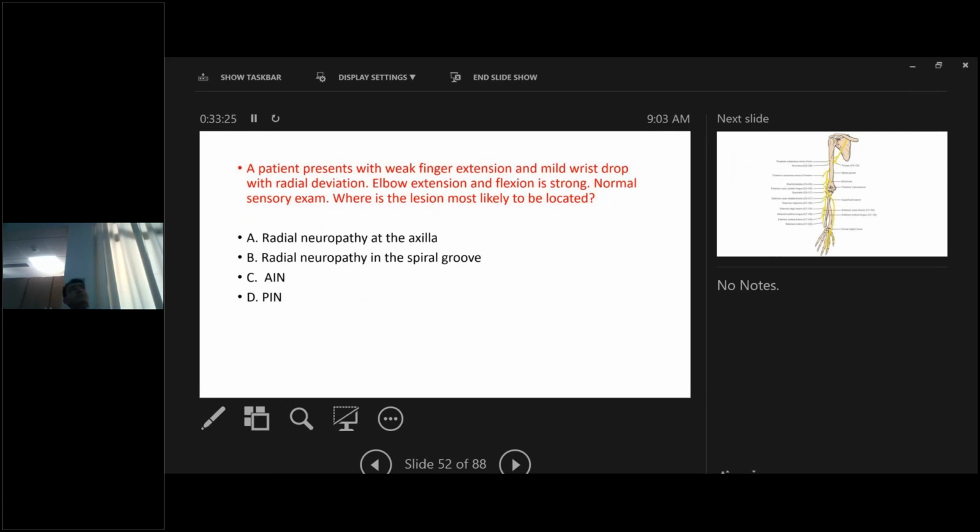A patient presents with weak finger extension and mild wrist drop with radial deviation. Elbow extension and flexion is strong. Normal sensory exam. Where is the lesion most likely to be located? It should be the posterior interosseous nerve because it's pure motor, and because there is radial deviation, since the extensor carpi radialis longus and brevis are spared.